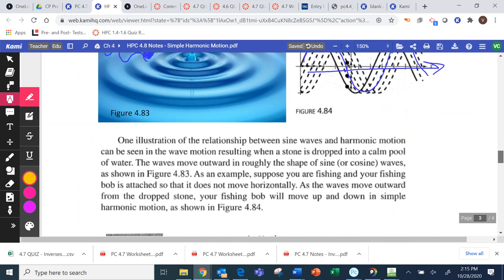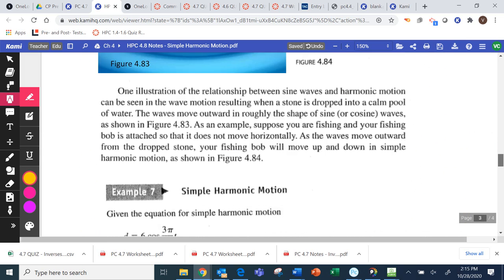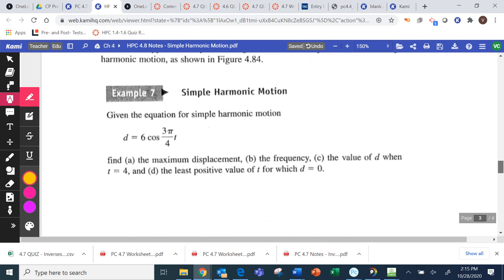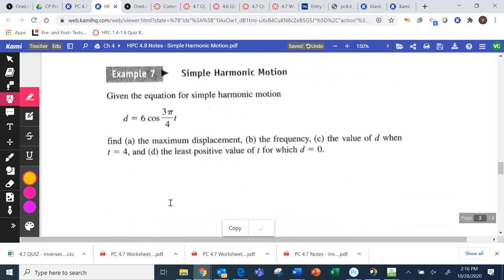Okay, so I'm going to skip this one because it's not a real life application. It's just like find the stuff I know you guys like, but I want to do one from your assignment.